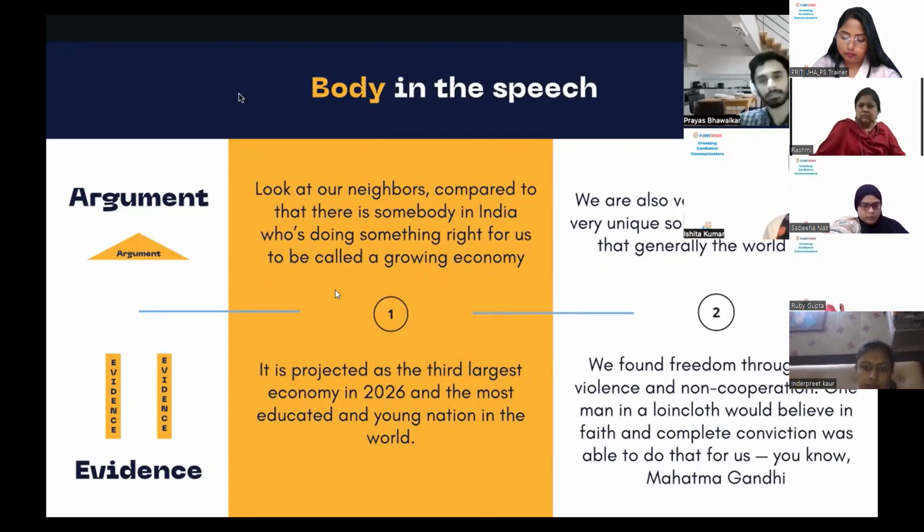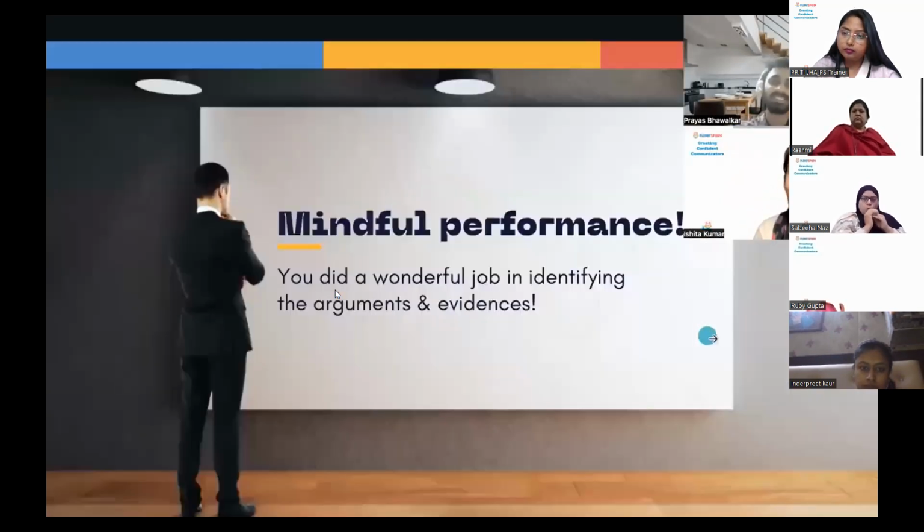And then he says, we found freedom through non-cooperation, non-violence, and talks about how Mahatma Gandhi led the entire freedom movement. So this is the second argument and evidence that we could find. Can you see how each and every argument that he was sharing was supported with evidence? Now, what do you think we'll be doing now? I guess we'll go back to our example and put the same thing. Exactly, you got it now. Amazing mindful performance, Priyas, on identifying the argument and evidence.